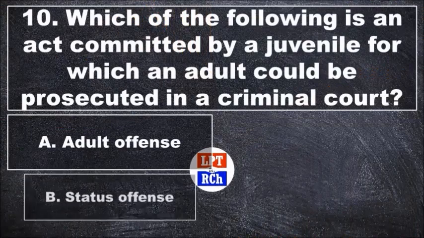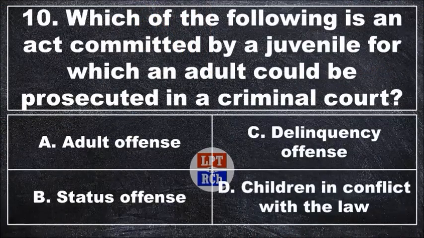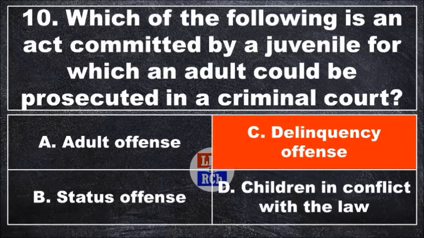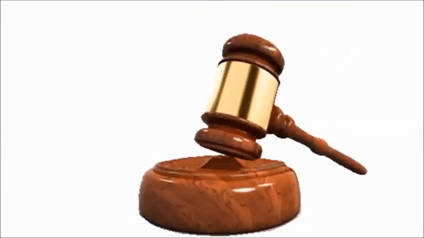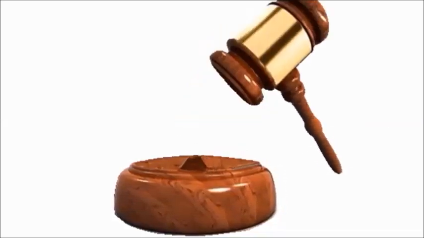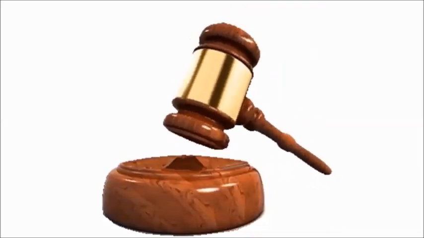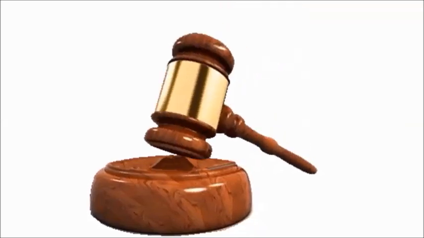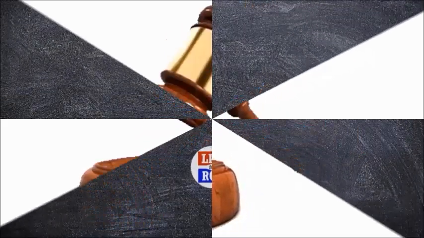10. Which of the following is an act committed by a juvenile for which an adult could be prosecuted in a criminal court? A. Adult offense. B. Status offense. C. Delinquency offense. Or D. Children in conflict with the law. The correct answer is C. Delinquency offense. A delinquent act is an act committed by a juvenile for which an adult could be prosecuted in a criminal court, but when committed by a juvenile is within the jurisdiction of the juvenile court.